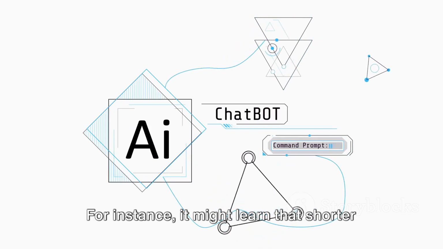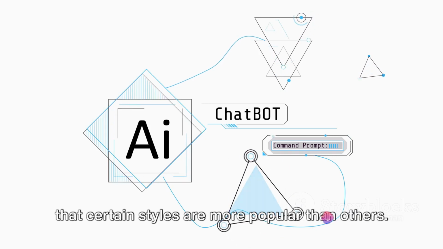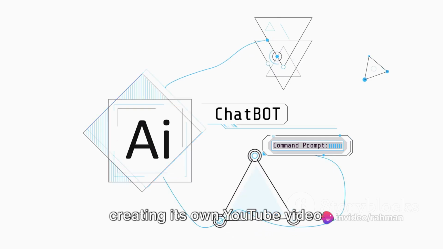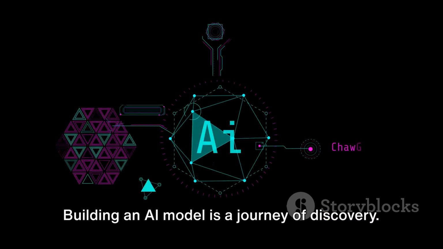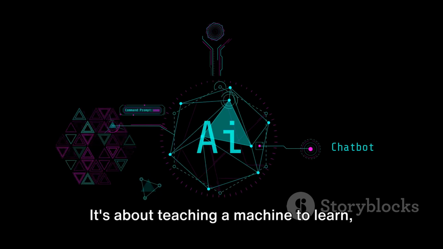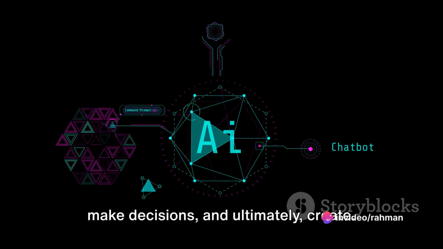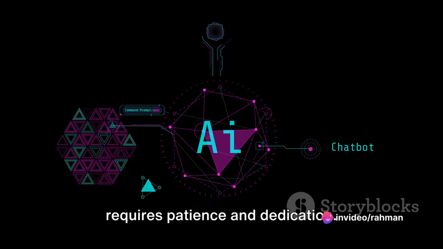For instance, it might learn that shorter videos tend to have higher engagement or that certain styles are more popular than others. And with this knowledge, it can start creating its own YouTube videos. Building an AI model is a journey of discovery. It's about teaching a machine to learn, make decisions, and ultimately create. It's an exciting process, but it also requires patience and dedication.